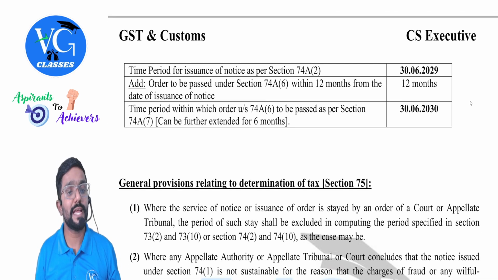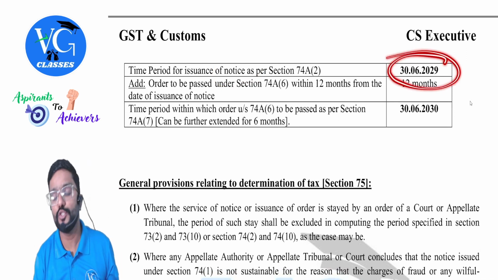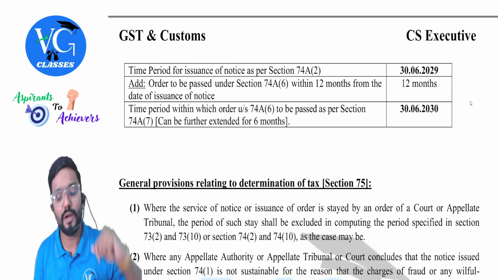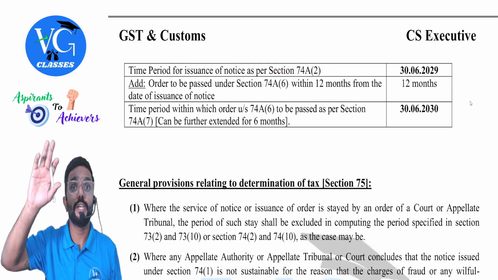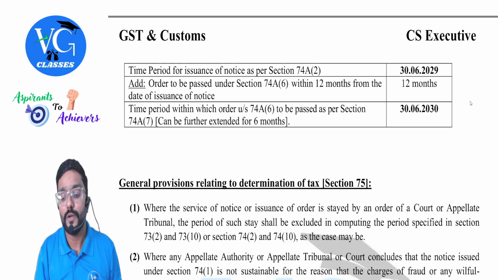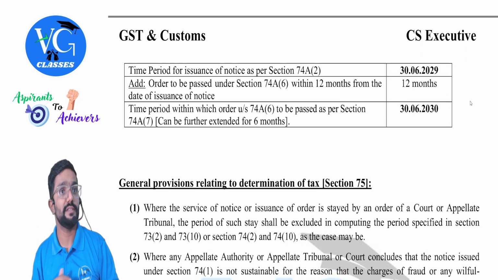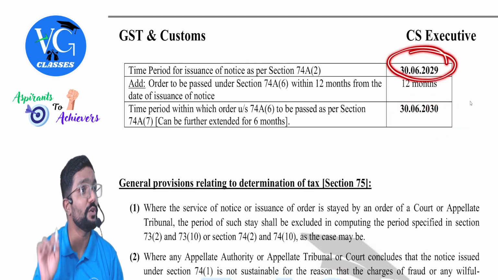Okay. So what is the time limit to issue notice? Not order. Notice. 30th June 2029. And from there to pass the order, 12 months time is there. So 12 months from here comes to how much? 30th June 2030. This is the deadline to pass order. This is the deadline to issue notice.